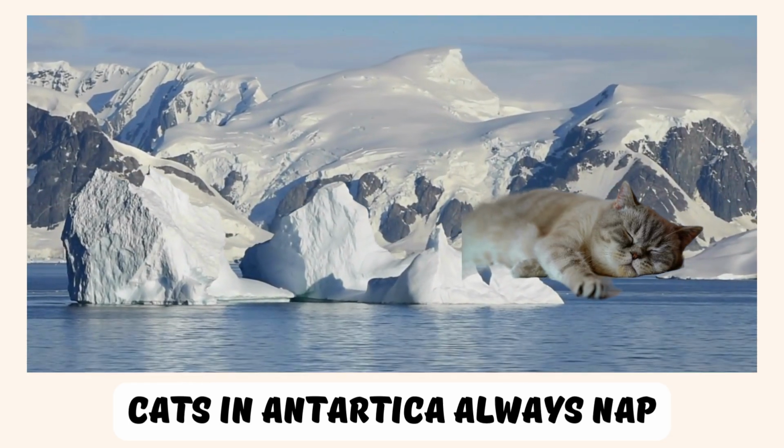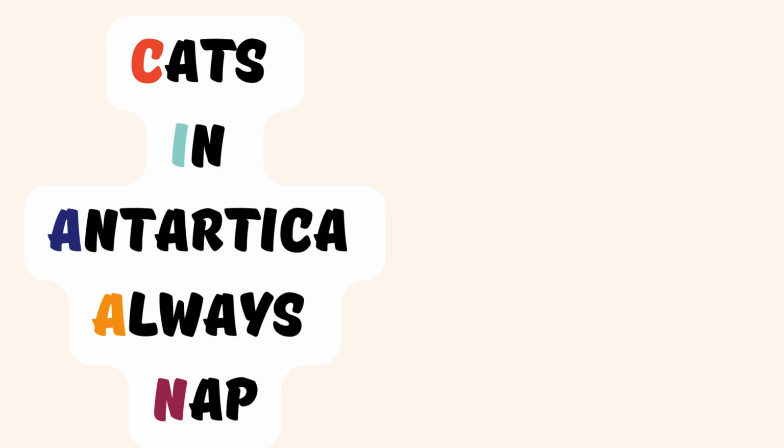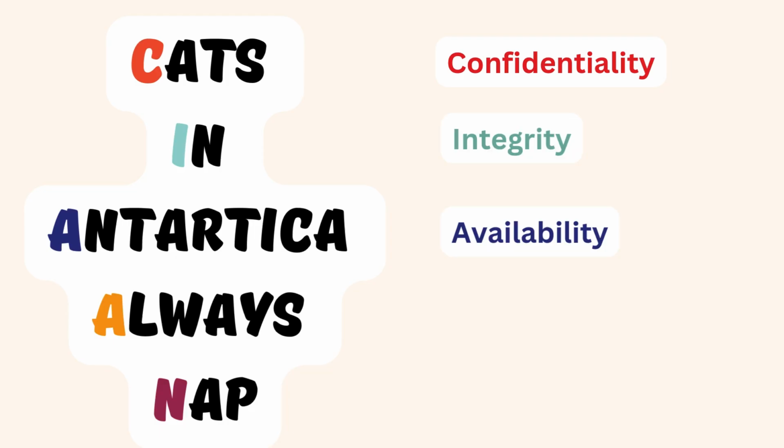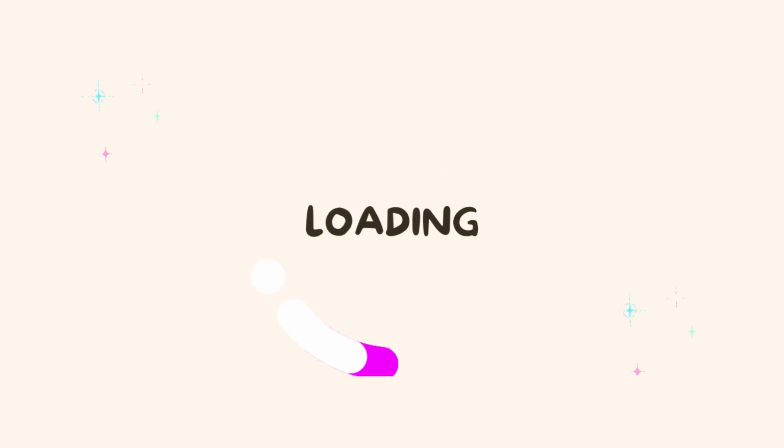Cats in Antarctica always snap. There you go. 5 principles. No, I'm just kidding. So, cats in Antarctica always snap is just an easy way for you to remember these 5 core principles, the foundations of information security: confidentiality, integrity, availability, authentication, and non-repudiation. By end of this video, you will be familiar with these 5 principles and will be able to better relate to real life examples. Alright, let's get started.